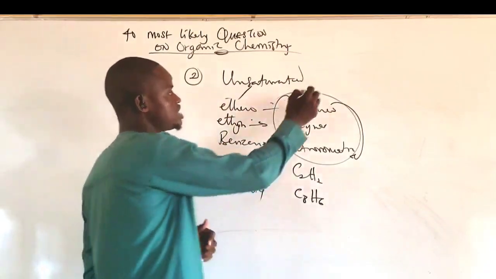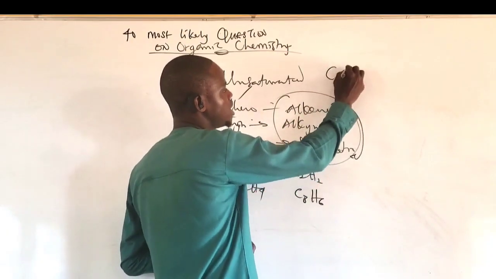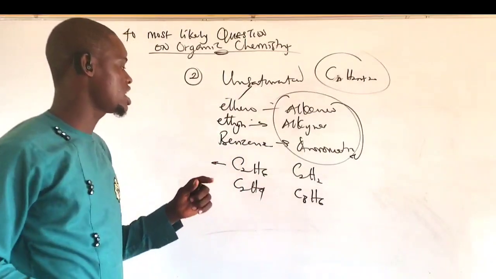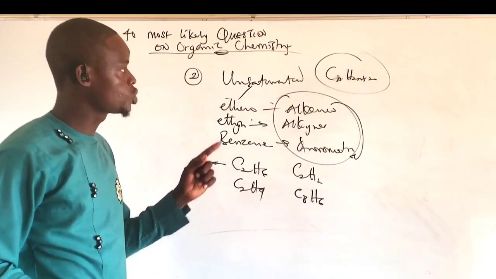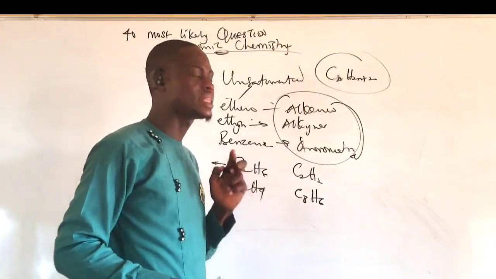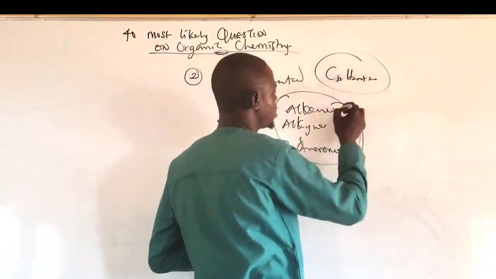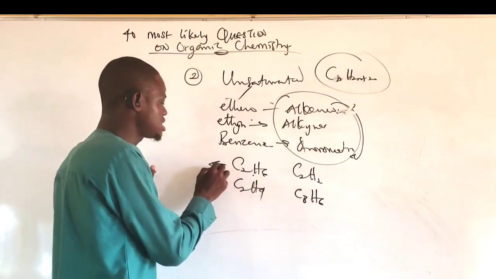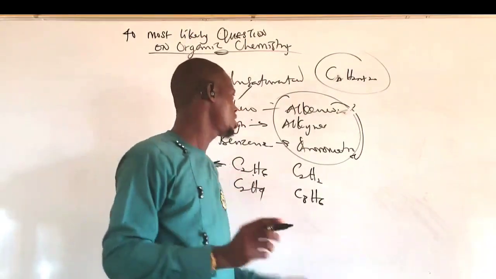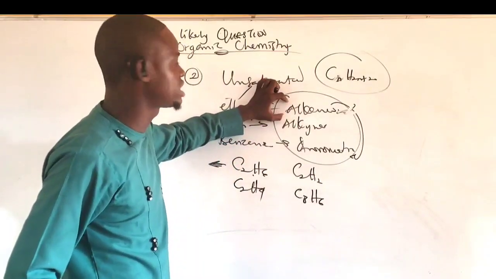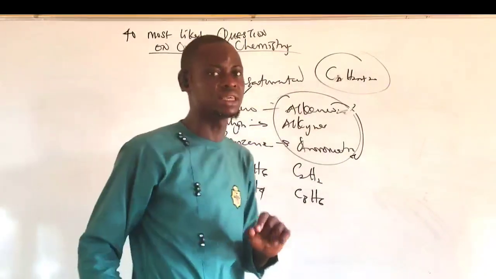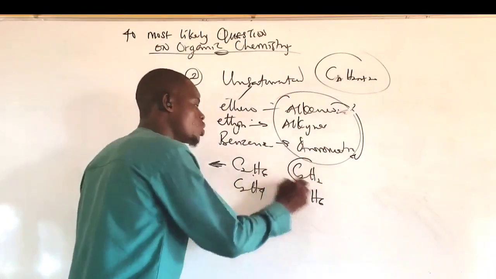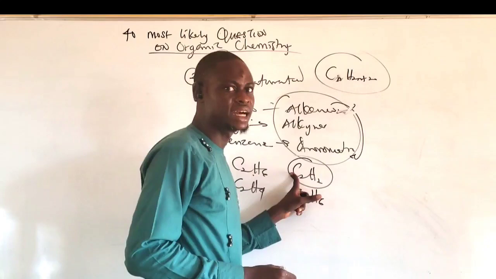C2H6 has the general formula CnH2n+2, and that gives rise to ethane, which is an alkane. So this C2H6 is an ethane, and don't forget, it is only these 3 that can decolorize bromine water: alkene, alkyne, and benzene, which is an aromatic hydrocarbon. So this one here is an ethane.